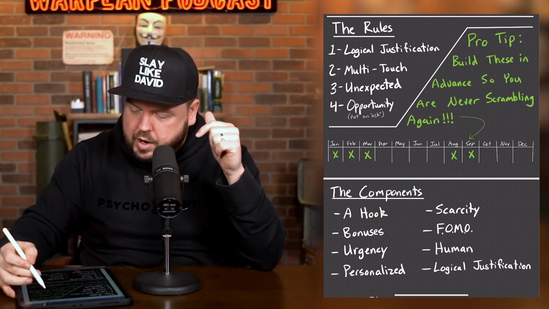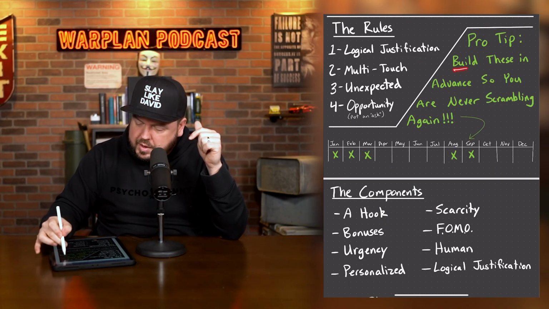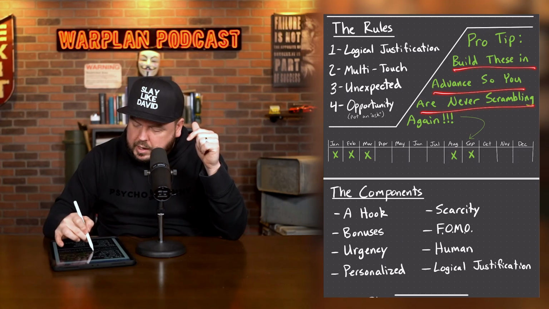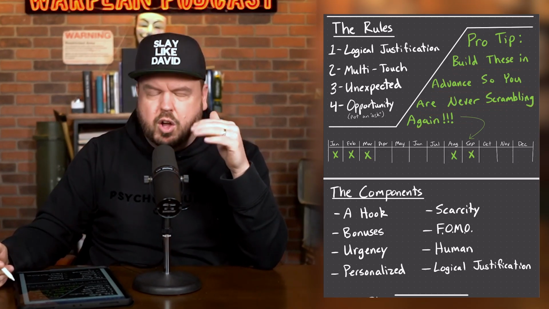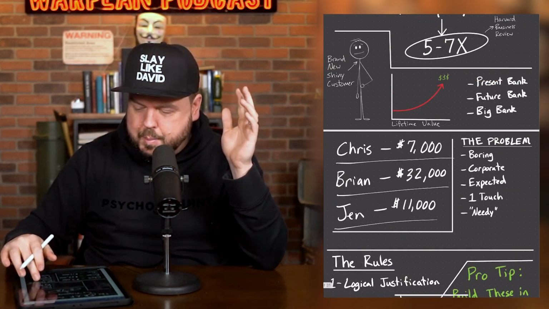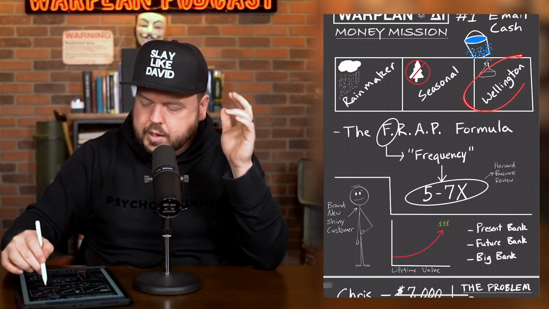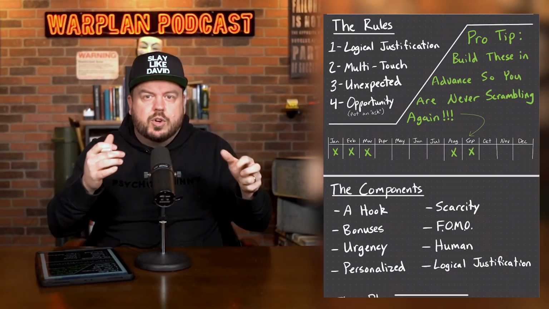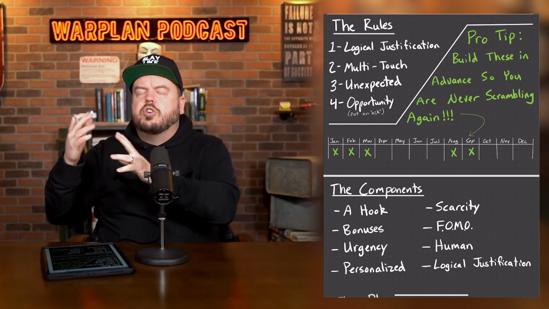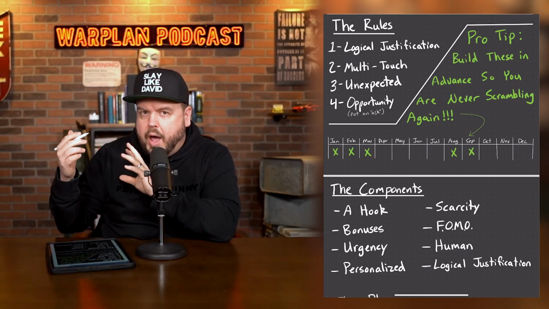If you look at this graphic here, it says, pro tip, build these in advance so you're never scrambling again. So if you're doing a seasonal campaign or a Rainmaker campaign, I'll also tell you in a second what a Wellington campaign is. I skipped over that. These are all kind of the same thing. It's an email sequence where you're going to get money. There's just different excuses as to why you're asking for money.